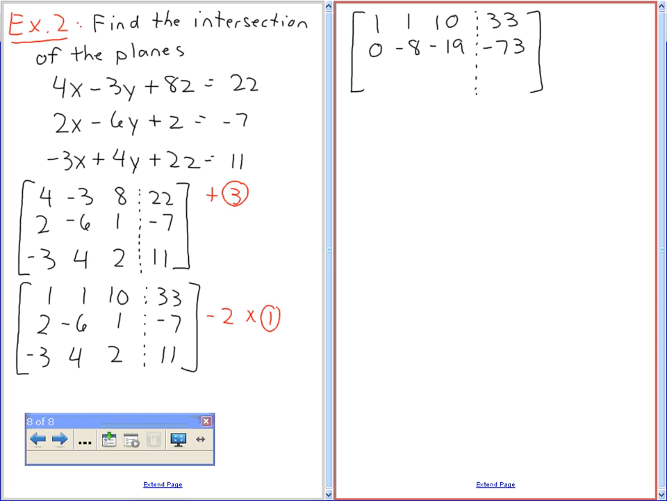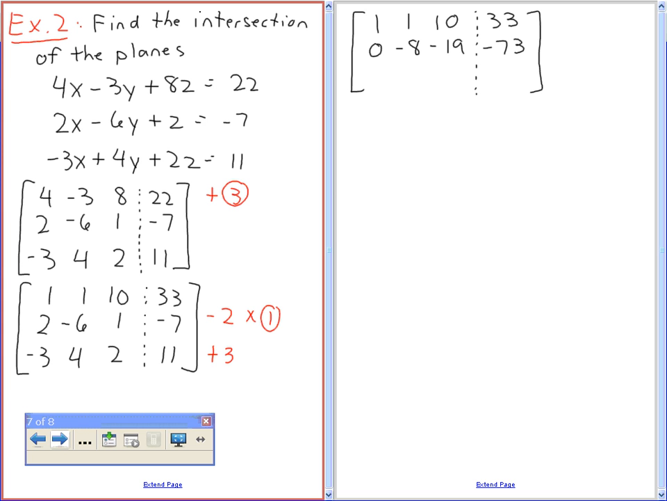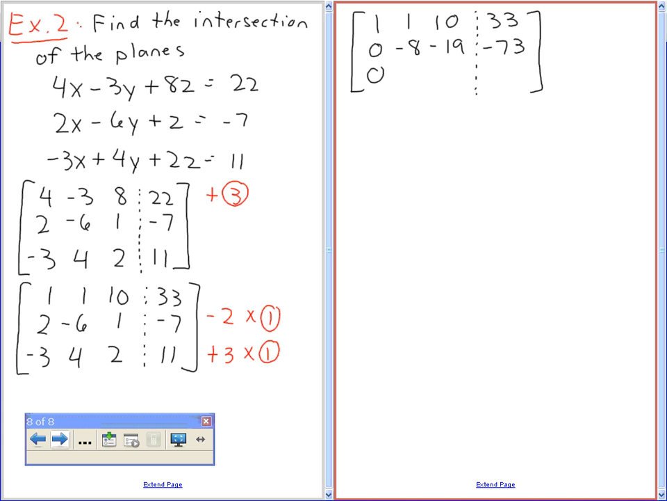What's my next thing I want to do? You guys have to be thinking about what you're doing rather than just copying it. What's the next thing I want to happen? Get a 0 in the bottom left-hand corner. How do you get a 0 in the bottom left-hand corner? Courtney? So that's going to be 0, 7, and, whoa, 32, is that right? Yep. Oh my goodness, and 110.